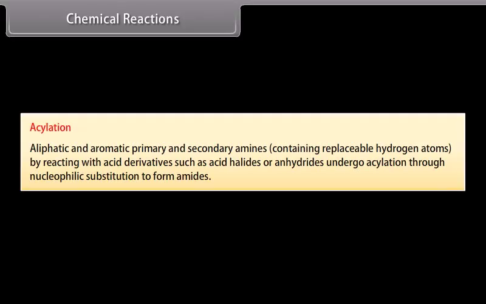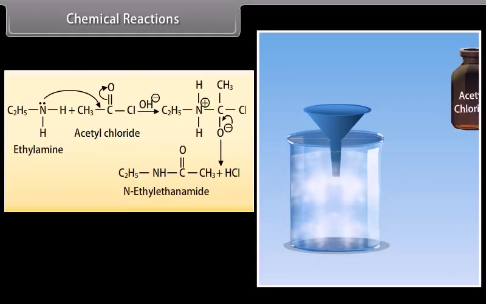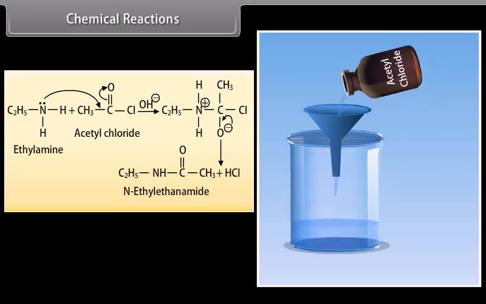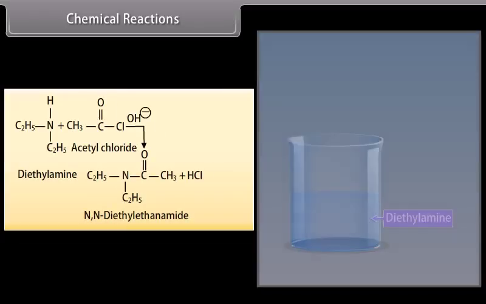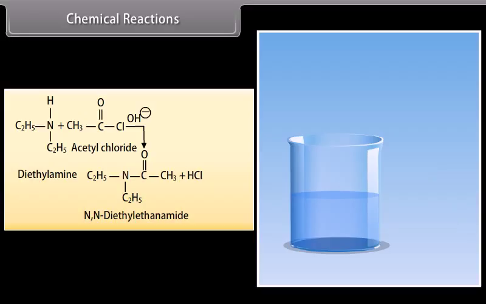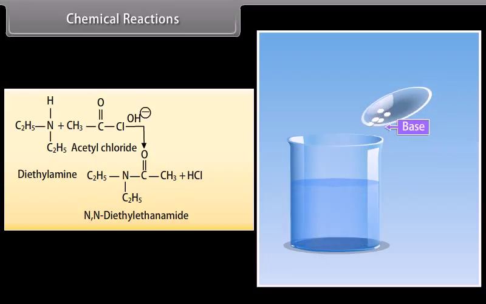Acylation. Aliphatic and aromatic primary and secondary amines containing replaceable hydrogen atoms, by reacting with acid derivatives such as acid halides or anhydrides, undergo acylation through nucleophilic substitution to form amides. Acetyl chloride reacts with ethylamine in the presence of base and forms an intermediate which forms N-ethylethanamide and hydrochloric acid. Acetyl chloride reacts with diethylamine in the presence of base and forms N,N-diethylethanamide and hydrochloric acid.